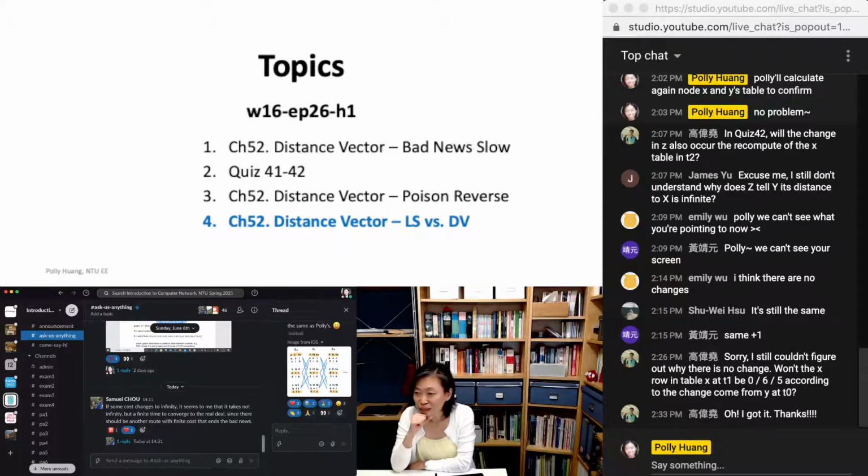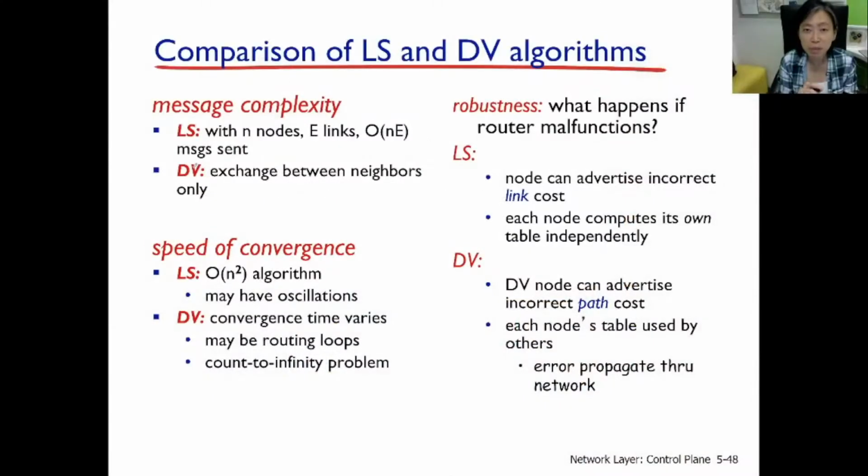Now, let's summarize link state and distance vector. Now with both routing algorithms introduced, let's compare the two algorithms. LS here stands for link state. DV is the distance vector. Let's compare the message complexity first.